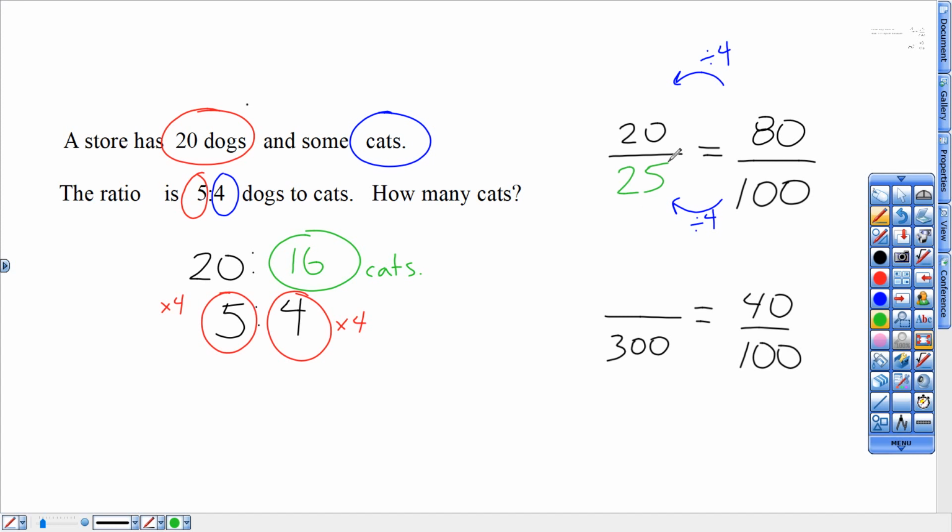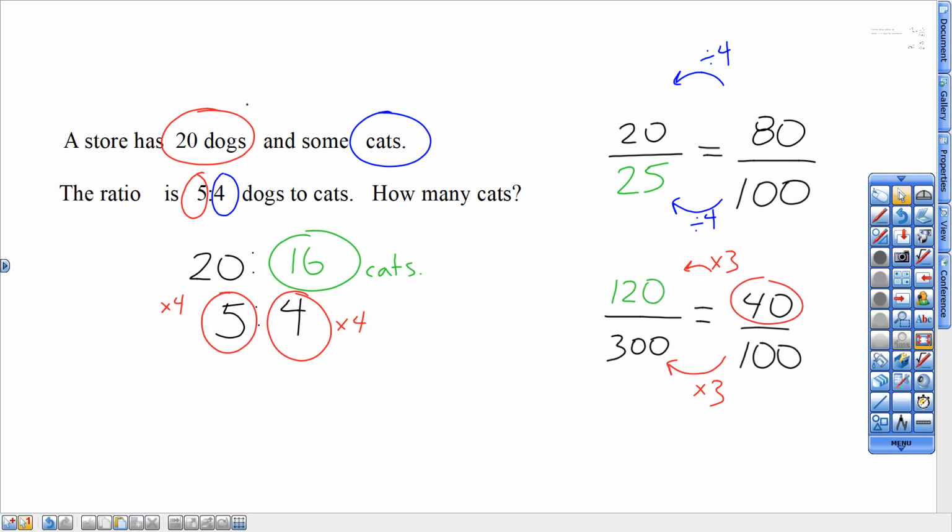For my next one down, it looks like I'm timesing by 3. But again, it doesn't matter which direction you go, left or right, as long as you're going the same way and timesing or dividing by the same number. So this one looks like I'm timesing by 3. And again, what am I timesing? I'm timesing this 40 by 3 to get 120, to keep those ratios equal.